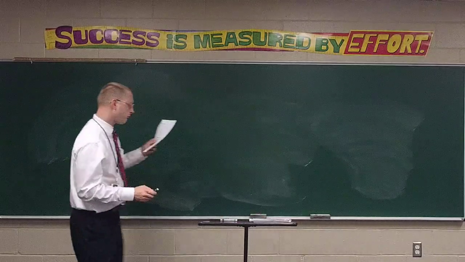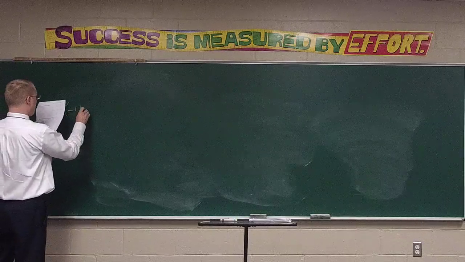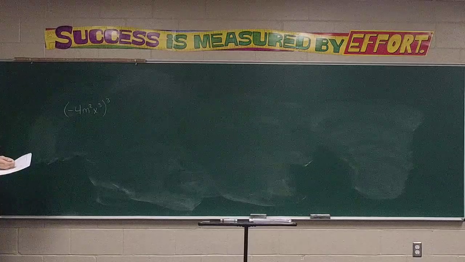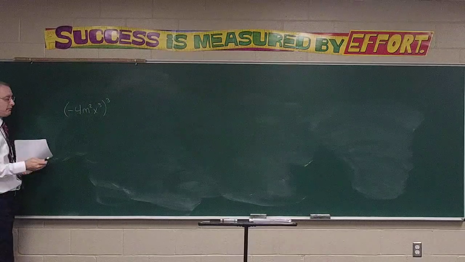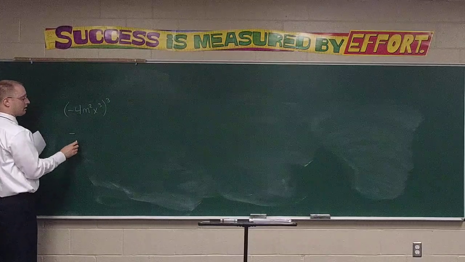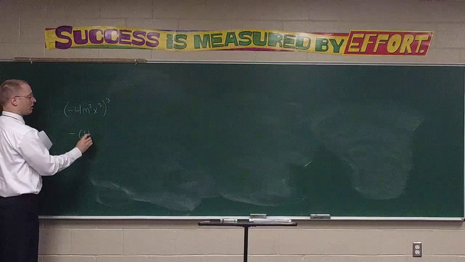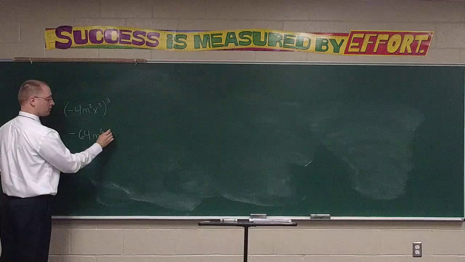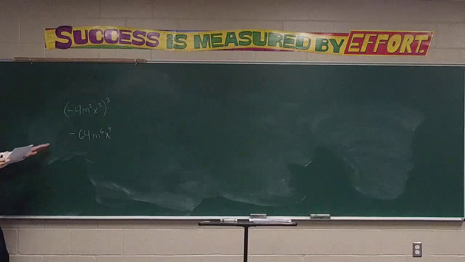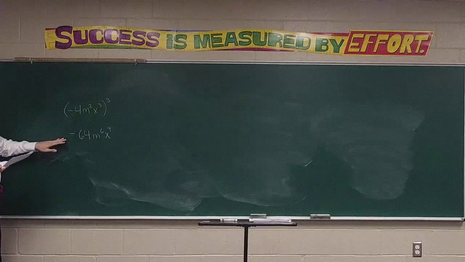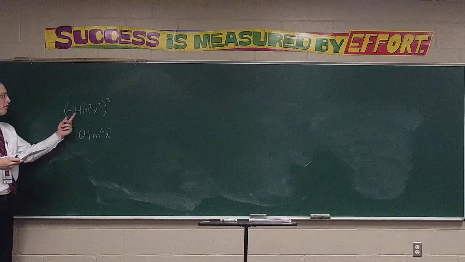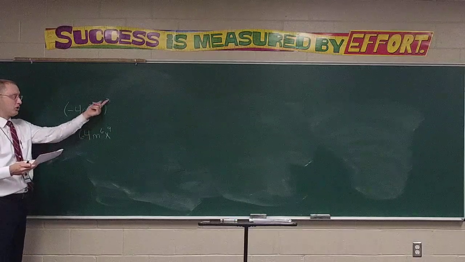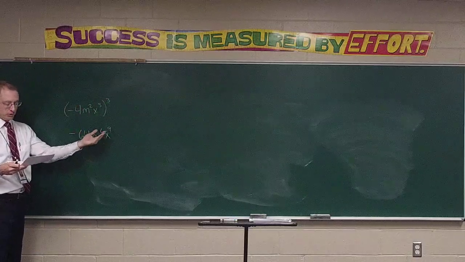If I had something like negative 4 m squared x cubed, and I were cubing it, 3 steps, sign, number, letter, what would I get, Maddie? Good, negative 64, m to the 6, x to the 9th. Remember, negative to an odd power, it's negative. If it had been an even power, it would have changed to a positive. 4 cubed, 4 times 4 times 4 is 64. And then class, when you raise a power to a power, you multiply the exponents.